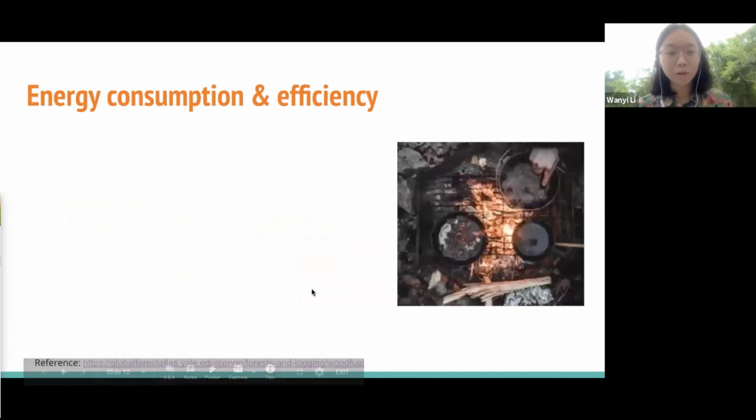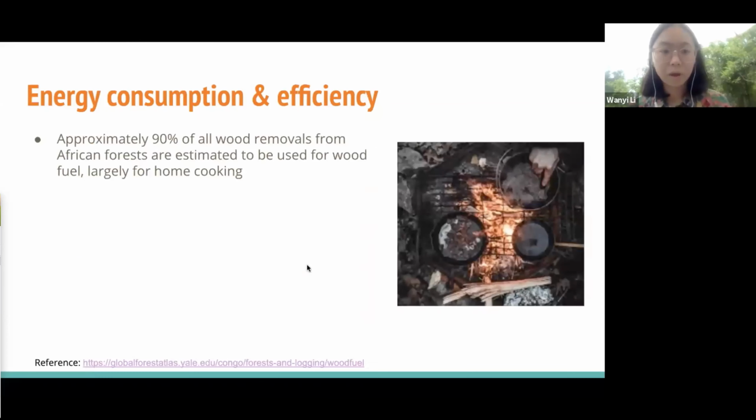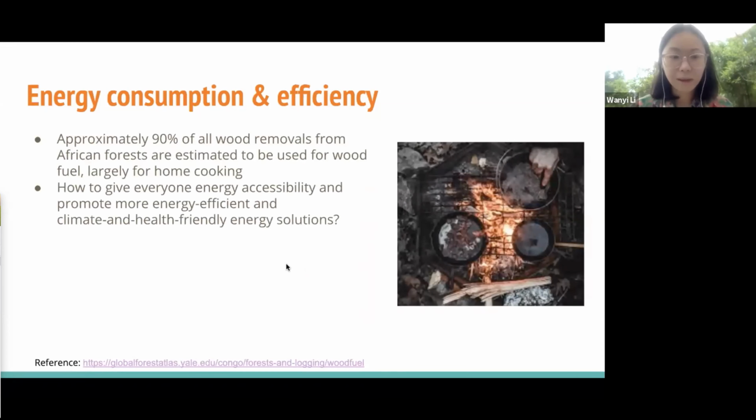The third example we want to give is energy consumption and efficiency. As we have discussed in the previous slide, approximately 90% of all wood removed from African forests is estimated to be used for wood fuel, and this is largely for home cooking. So the question we want to ask is, how do you give everyone energy accessibility? And at the same time, we should be promoting solutions that are energy efficient and climate and health friendly, because local air pollution harms the population's health greatly.